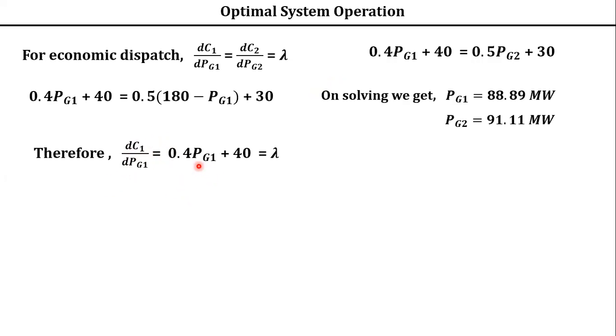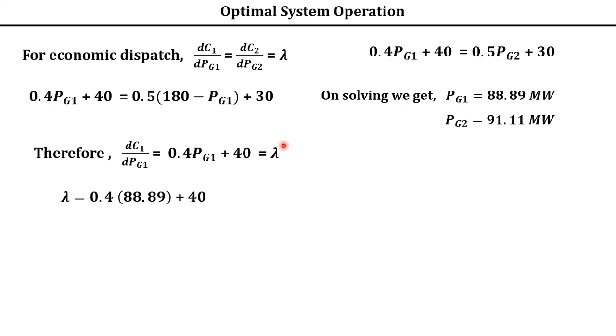What is the equation we got? 0.4 PG1 plus 40 is equal to lambda. This is what we got. From this equation, you are not going to get the cost; you are going to get the value of the incremental fuel cost. Incremental fuel cost is different. The cost of generation is different. Please remember, the fuel cost of generation is different from the incremental fuel cost of generation.